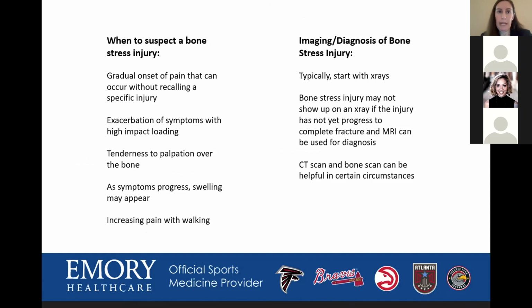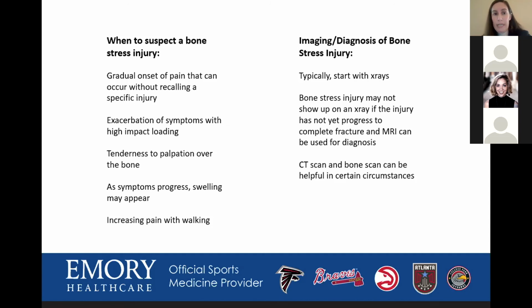So when to suspect a bone stress injury? That can be sometimes a hard thing to differentiate, because dancers really do work through a lot of pain. So a couple of things to really think about: if there's a gradual onset of pain that may not be associated with an injury, and there's an exacerbation of symptoms with high impact loading, so landing, jumps, that kind of thing is more painful with a bone stress injury. That amount of ground force going up through the bone exacerbates symptoms.